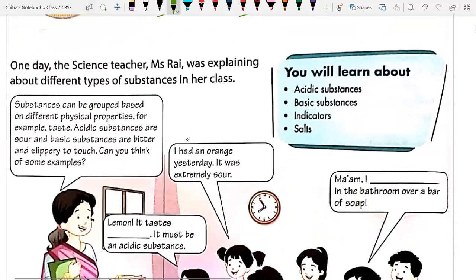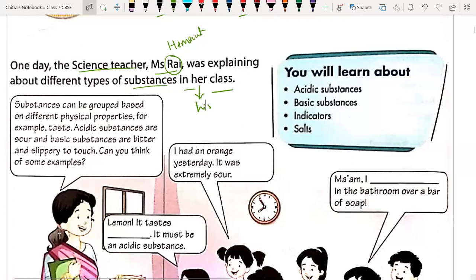This is the activity we have to go through. One day the science teacher Mr. Rai, or you can say Mr. Hemant, was explaining about the different types of substances in his class. Instead of her, we have to write his class, but here we have Rai, so we will discuss with Rai only.